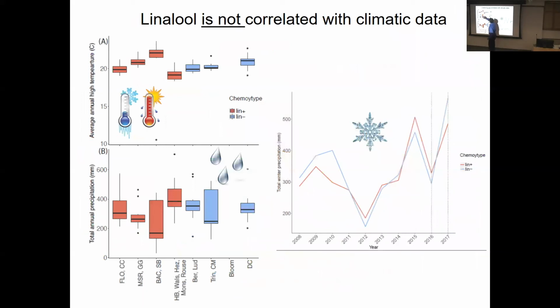So these are the linalool producers. These are the linalool non-producers. This is annual average high temperatures. I guess we have 3 or 4 populations of each. We didn't get weather for all of them because some of them are literally in the middle of nowhere. But precipitation, there's no pattern. Temperature, there's no pattern. Winter precipitation, there's no pattern. We also looked at a principal components analysis of soil. They grow in silt, really fine grains, and we looked at all kinds of macronutrients and micronutrients and particle size.